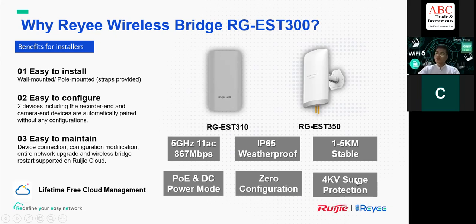Okay, and we also offer such protection for 4 kilovolt. We have a sub benefit for the installer: easy to install, wall mount or pole mount, and easy to configure. As I mentioned before, you don't need to consider the configuration anymore. It's already paired. If you just uplink to the station, the client bridge is already paired, so no need to worry about the configuration anymore.